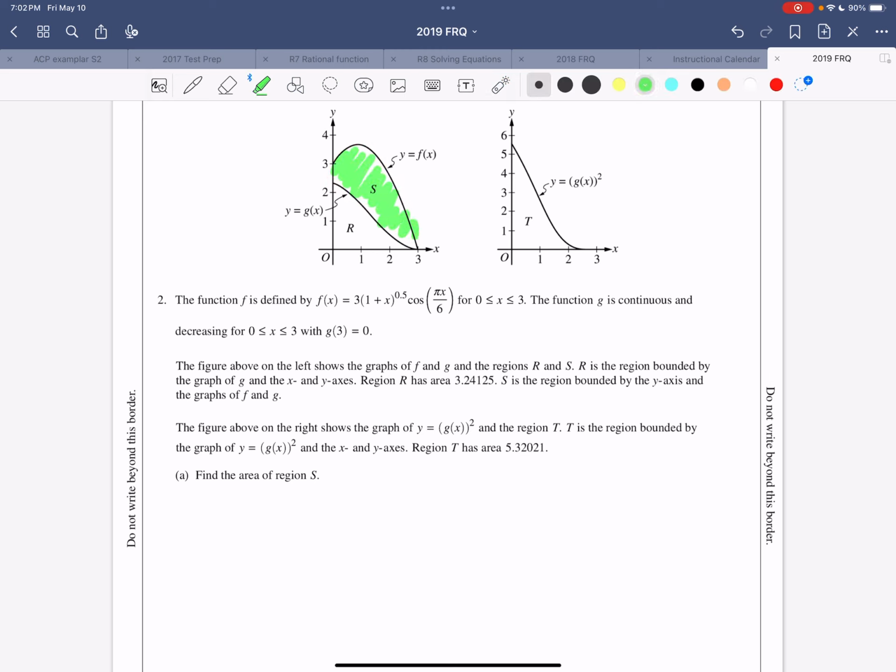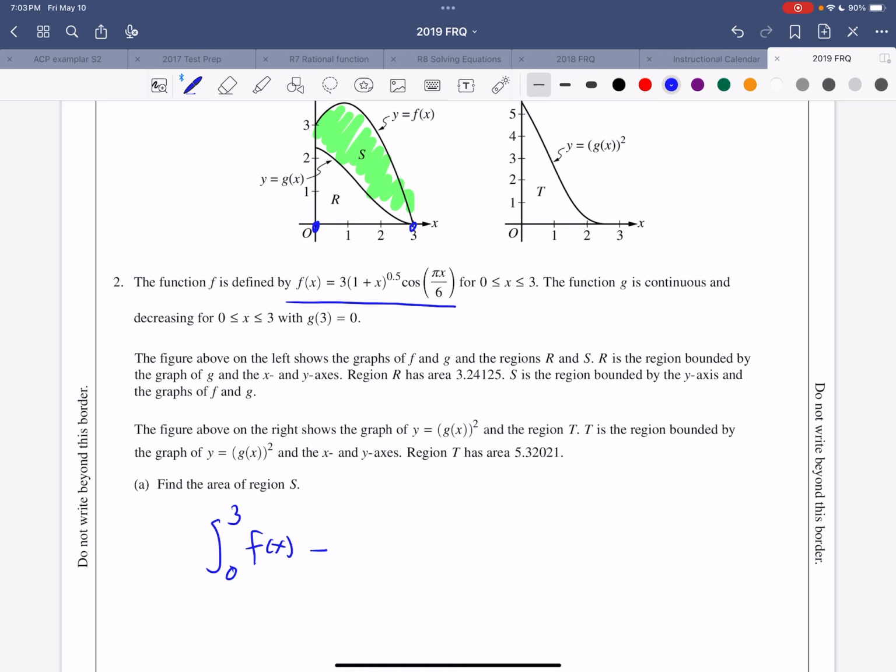Now, the only problem is this one can be found if you know this minus this, okay? So let's see if we know this. We know f of x here, right? So we're gonna put area, it is bounded from 0 to 3, f of x, right? Minus, we have to find g of x. But the only problem is we don't know what g of x is, okay? But still we can write it down, g of x dx.